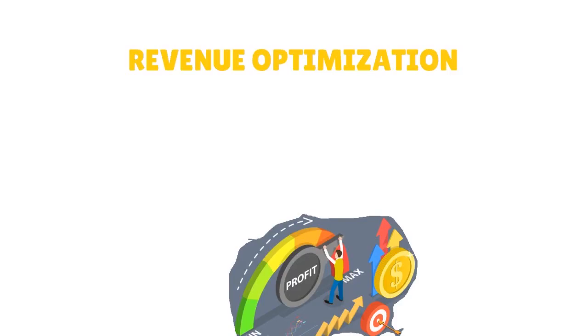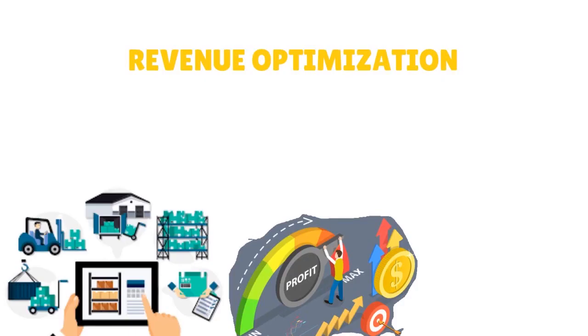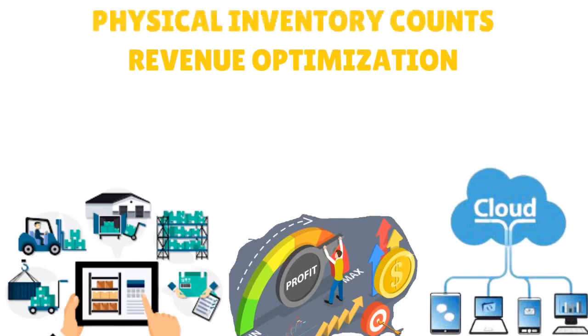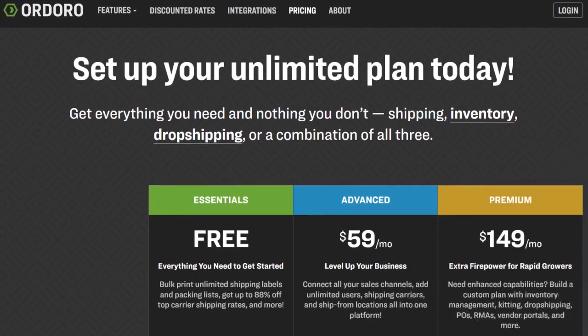While Ordoro is among our top picks for inventory management, it doesn't quite get our top spot when it comes to cloud-based inventory software. That's because Ordoro doesn't currently have a mobile app. That's the only thing. Other players on this list do have a mobile app. Ordoro doesn't, which makes it a lot harder to conduct physical inventory counts, scan incoming and outgoing orders, and generate sales invoices on the go. So here is the pricing for Ordoro as of the date of this show.